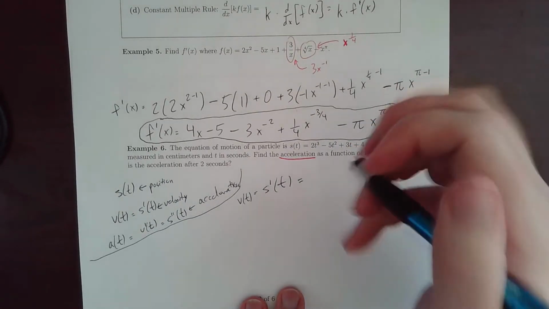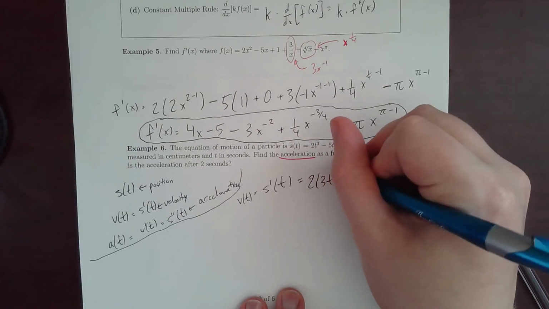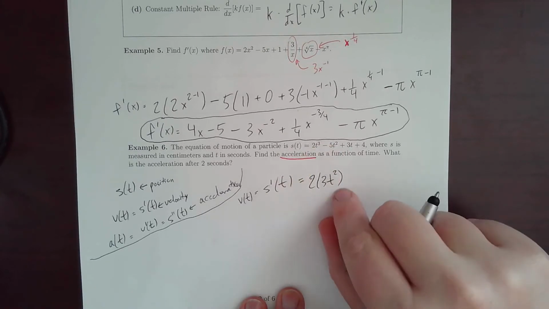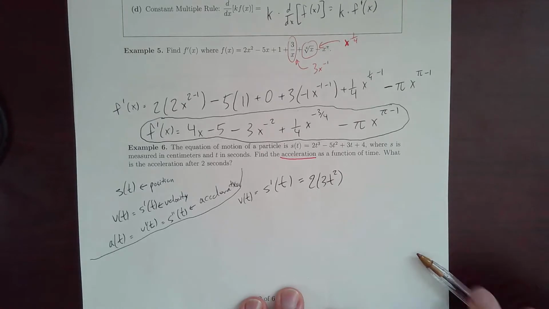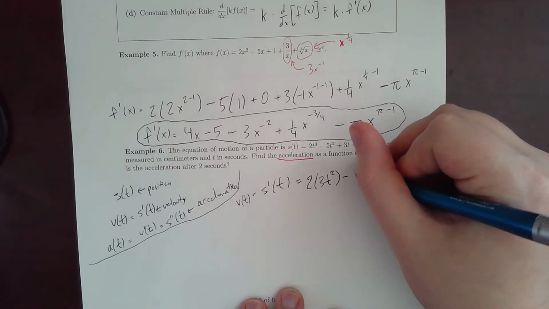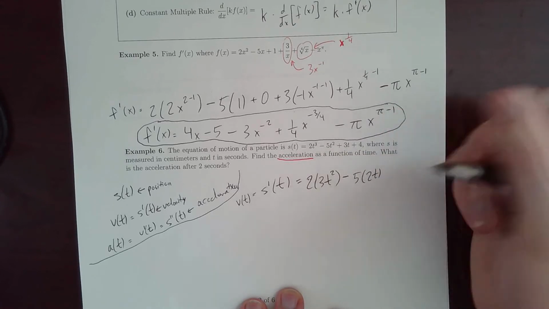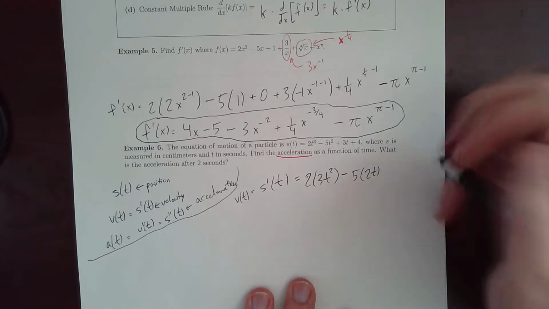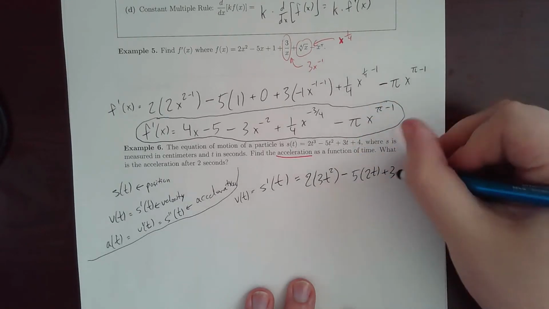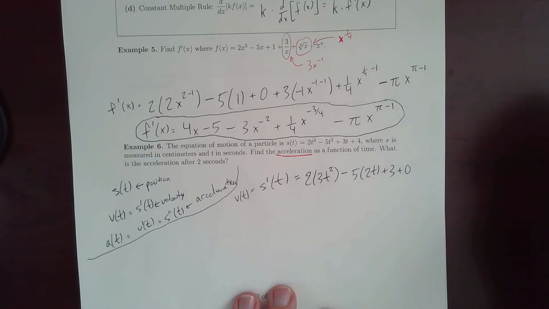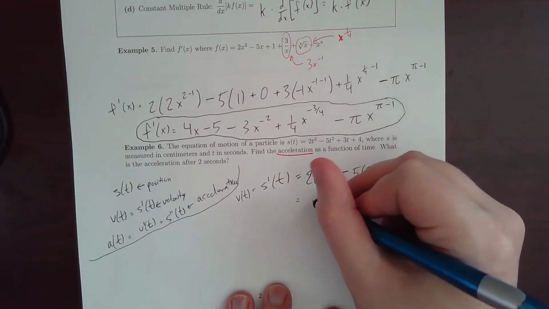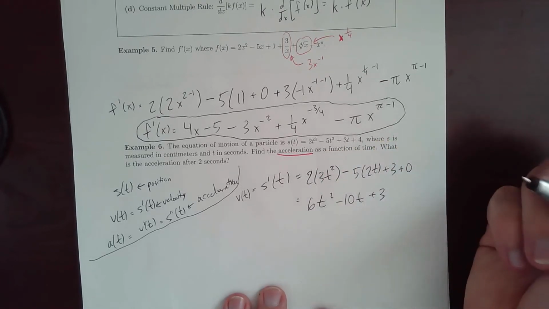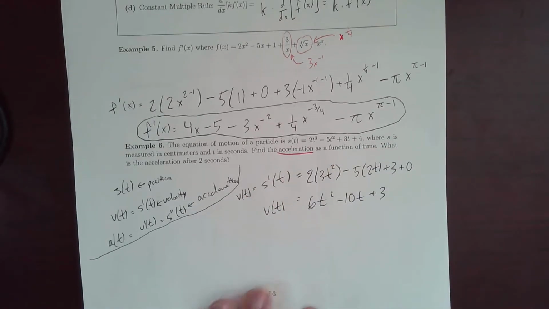So we have 2 times 3t squared for this first one, so we pull out the 2, bring down the exponent of 3, and then subtract 1 from the 3, so it's t squared, minus 5 times 2t, just to the first power, so we don't need to mess with it. And then the derivative of 3t will just be 3, and then the derivative of 4, since it's constant, will be 0. So in other words, this will be 6t squared minus 10t plus 3 for the velocity.